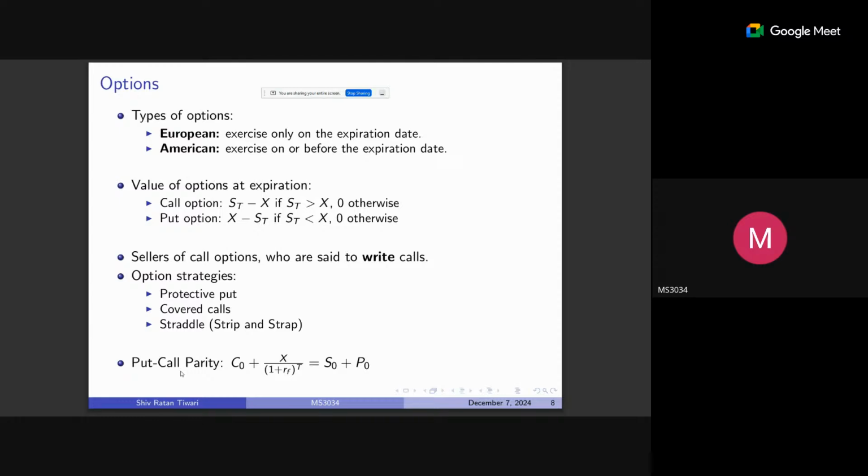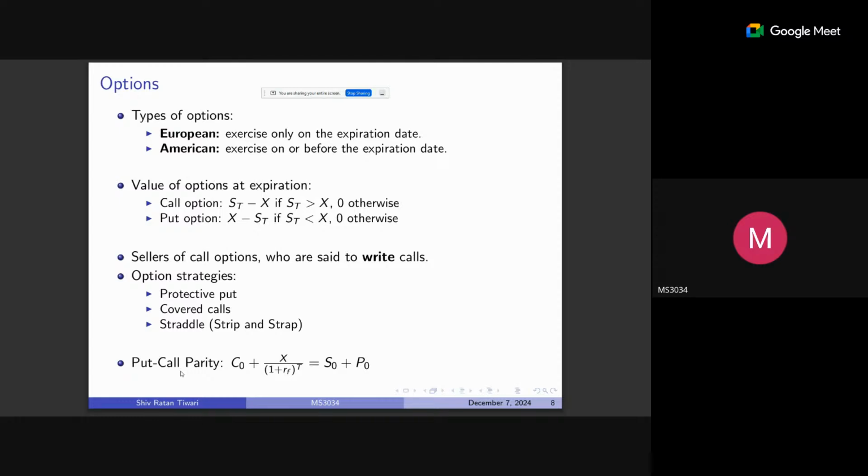And we have already discussed this value of options at expiration. For a call option, you will only exercise your call option when your share price is more than your strike price, and otherwise you will not exercise. In other cases, the value of that call option will be zero, and when your share price is more than the strike price, then ST minus X is the value of your call option.